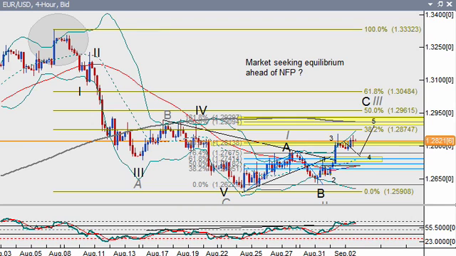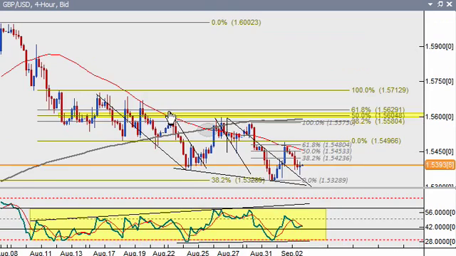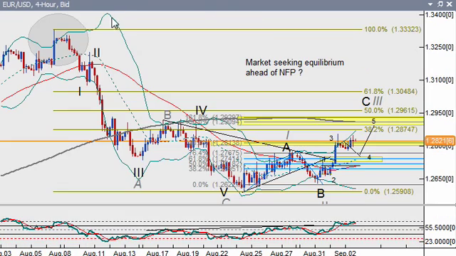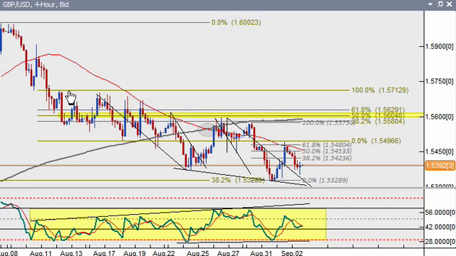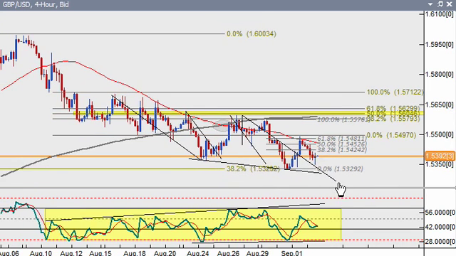Okay, moving on to the pound dollar. The pound dollar has been bearish and it's consolidating, but unlike the euro dollar, which has rallied, the pound dollar continues to slide. Okay, and the projection at the moment goes to 1.5270 using this projection. So this sort of a negative reversal projection sees the market going lower.